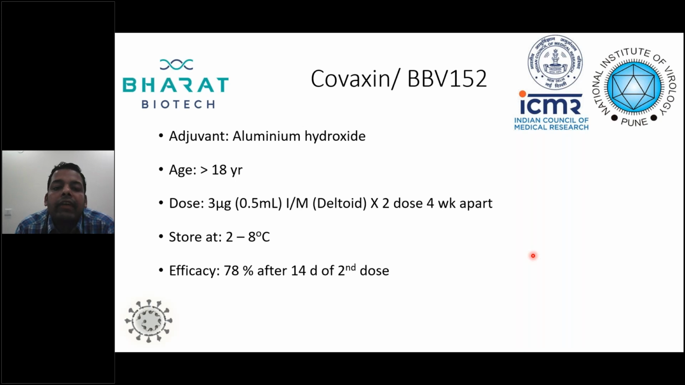Its dose is 0.5 ml intramuscular in the deltoid region, 2 doses 4 weeks apart, and it can be stored at 2 to 8 degrees Celsius. Its efficacy has been found to be 78% after 14 days of the second dose.